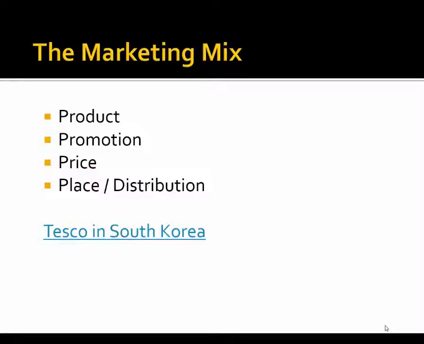Promotion refers to the promotional mix we just discussed in the selling concept section. Price refers to the amount of money consumers pay for their products. And place refers to where the products can be purchased and how the products can be delivered to the customer.